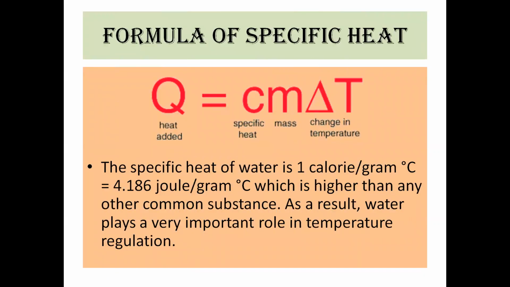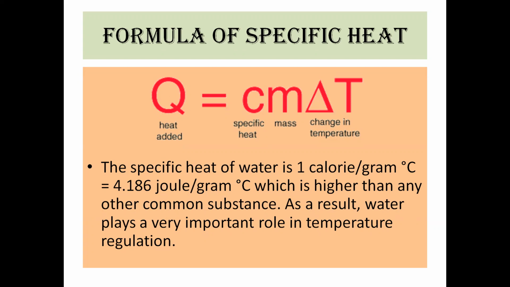Next, coming to the formula of specific heat. While we are solving problems related to heat functions or the specific heat, we need a formula to convert complex functions into simple solutions. And the formula for specific heat is Q equals C into M into delta T. Q represents the heat added, C represents the specific heat, M represents the mass, and delta T represents the change in temperature. And delta T is commonly known as T2 minus T1, where T2 is the last temperature and T1 is the primary temperature.